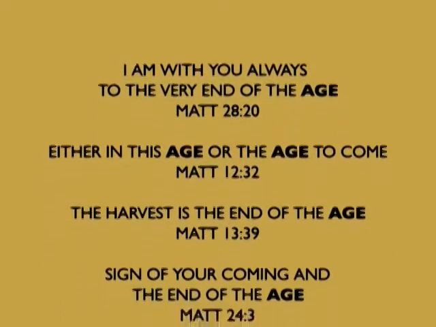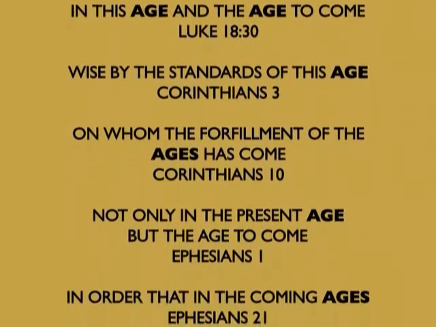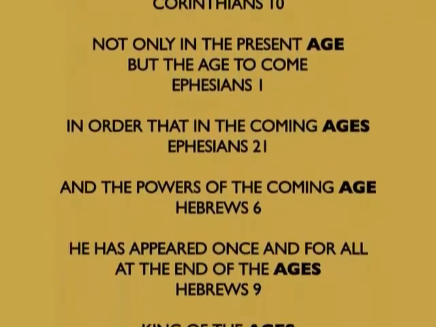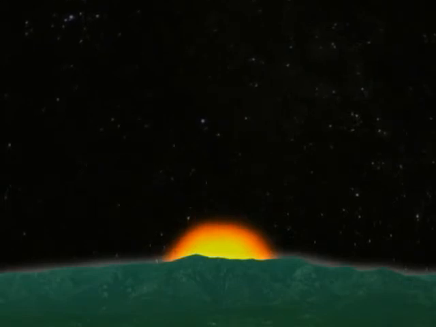Now, of the many astronomical metaphors in the Bible, one of the most important has to do with the ages. Throughout the scriptures, there are numerous references to the age. In order to understand this, we need to be familiar with a phenomenon known as the precession of the equinoxes.